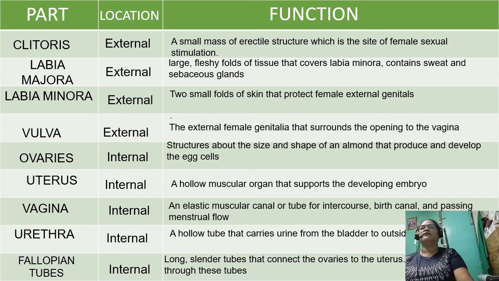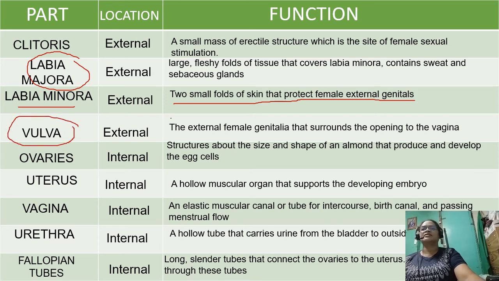Next to it is the labia majora. This is a large fleshy fold of tissue that covers the labia minora and contains sweat and sebaceous glands. Next is labia minora. These are two small folds of skin that protect the female external genitals. Next is the vulva. This is the external female genitalia that surrounds the opening of the vagina.